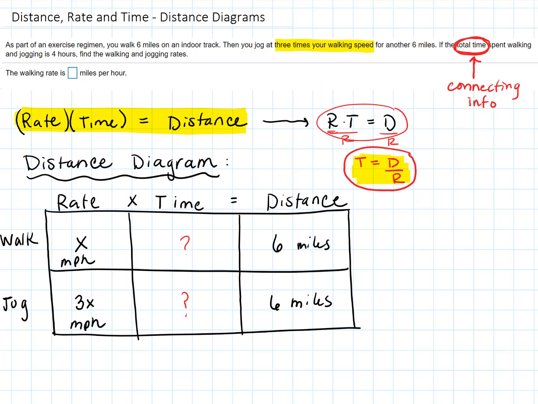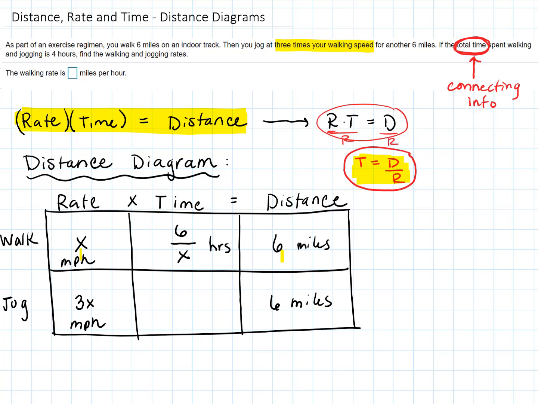So divide by rate, and you would find that the time spent doing something is going to be the distance traveled divided by the rate that you travel at. So even though these were blank right here, since the other 2 columns were filled in, we could take the distance and divide by the rate. So time is actually going to be 6 over x. This is in hours, because we're talking about miles per hour and miles and hours walking and hours jogging.